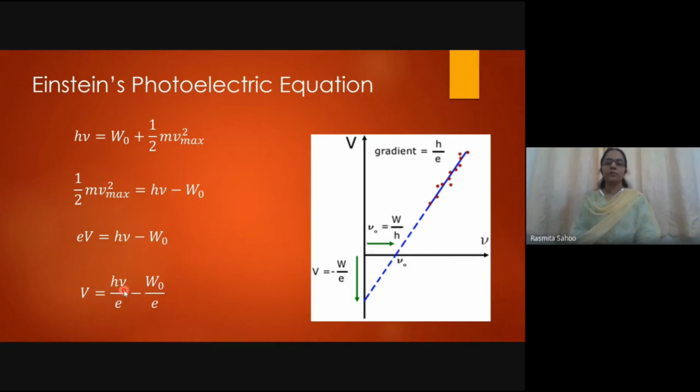y = mx + c, so h/e is the slope, and this is the y-intercept, minus w/e. This is the graph they are getting, and these dots are the experimental results. The equation proposed by Einstein is represented by the dotted line in the graph, and these are the experimental results. There is quite good agreement between these two. So this equation could explain the photoelectric effect correctly.